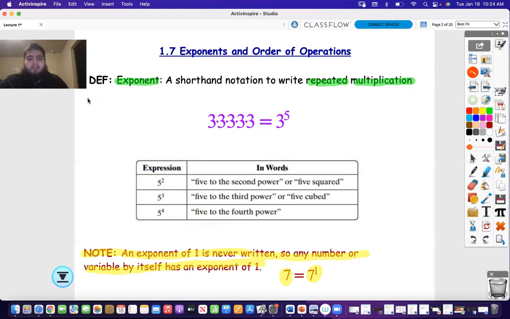All right. So the definition of exponent, everyone. We've heard the word exponent before. The definition of that is a shorthand notation to write repeated multiplication. So the small example here: 3 times 3 times 3 times 3 times 3 is equal to 3 to the 5th power.